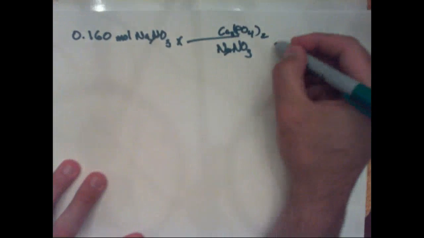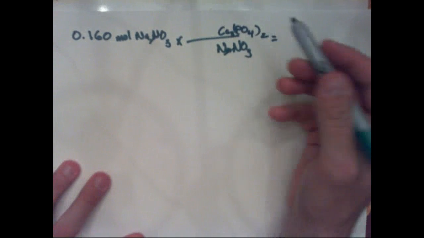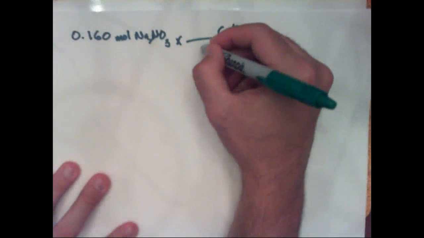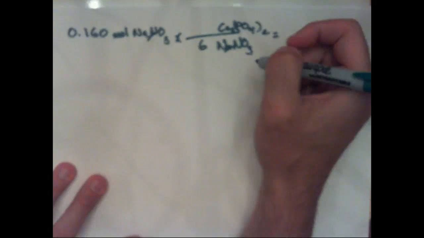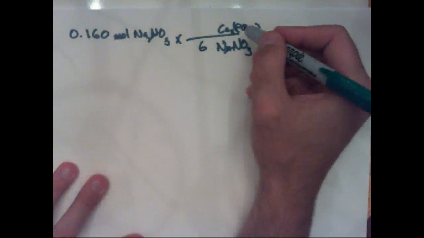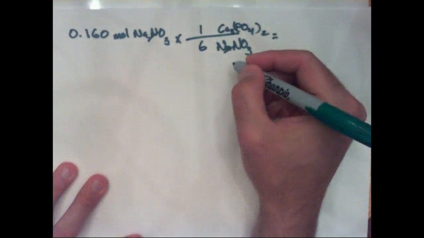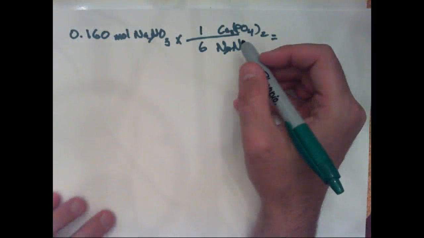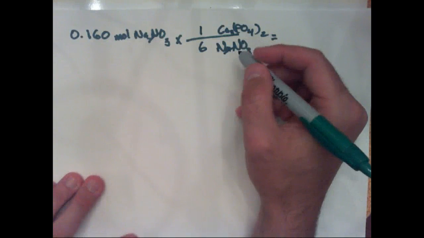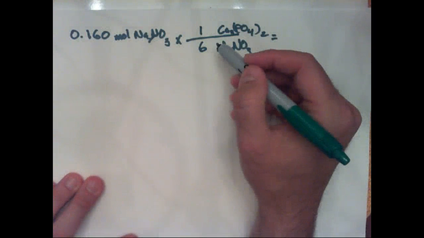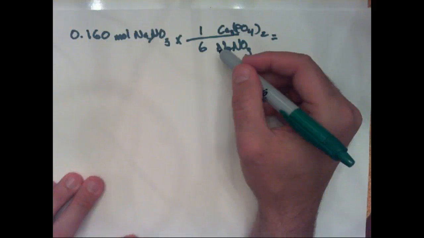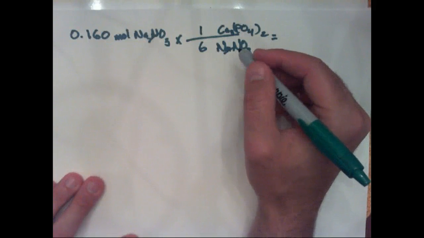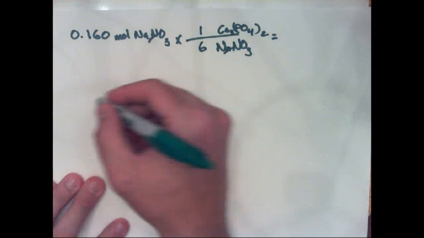And when we do that, we're going to use the balanced chemical equation. What's the coefficient of sodium nitrate? It is 6. What is the coefficient of calcium phosphate? It is 1. We look at the balanced chemical equation and we get that figured out. Okay, now before I do the math, let me show you something kind of neat here, because the setup of these problems for all 3 of those boxes is going to be pretty similar.